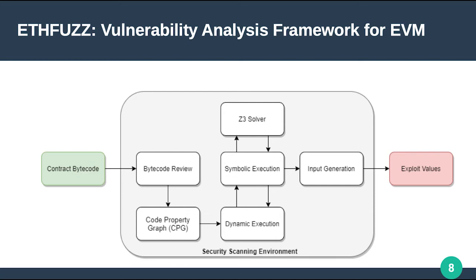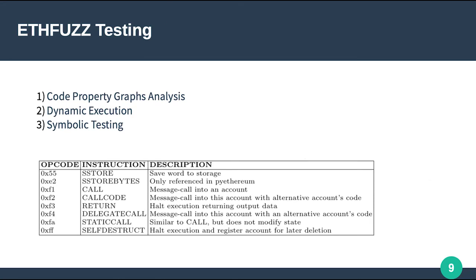we combine various techniques such as call graph analysis, dynamic execution, and symbolic testing in order to identify exploitable paths in a given smart contract and generate potential triggering inputs, i.e. exploits, for them. So here I'm going to break it down and explain each stage in more detail. As you can see here, ETH-FAS comprises three main stages.